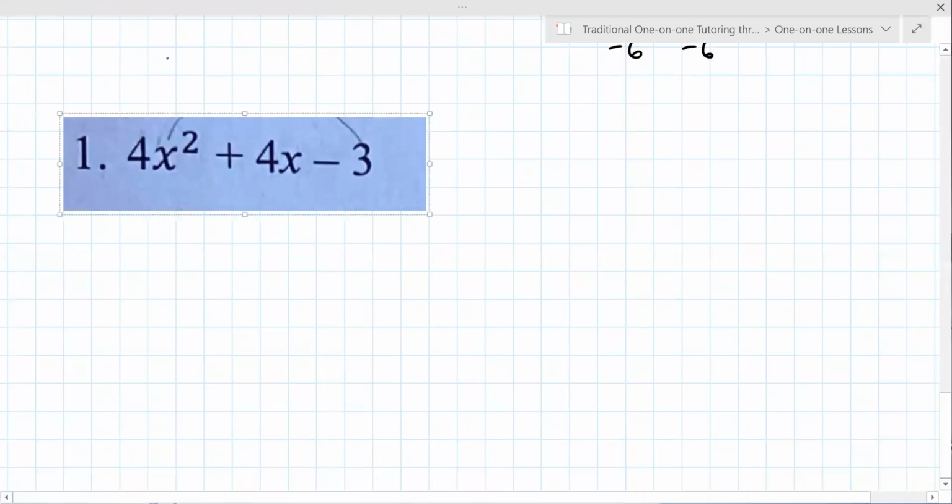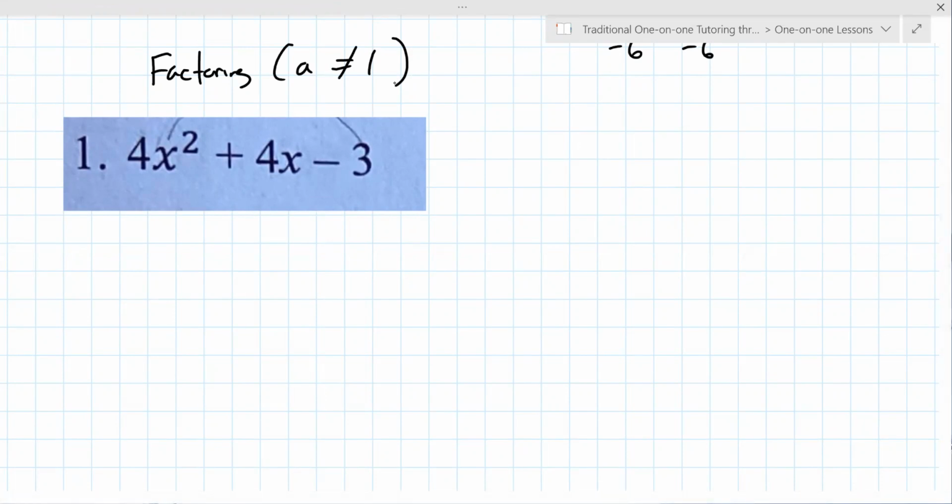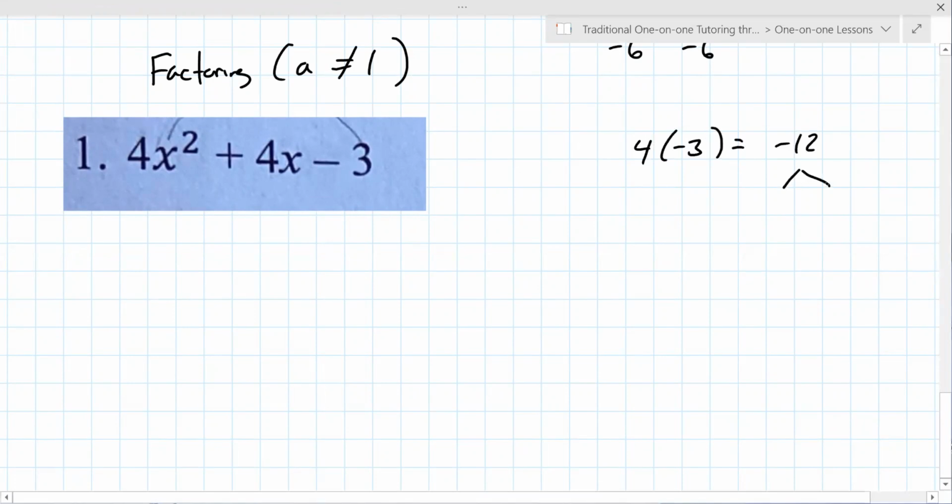So this is now factoring A not equal to 1. Okay, so you have to multiply 4 and -3, which is -12. So now this is where it's harder. To get -12, that means you have one positive and one negative. So it's like -1, +12, 1, -12, -2, 6, 2, -6, -3, 4, 3, and -4.